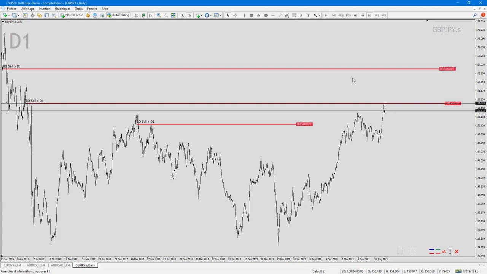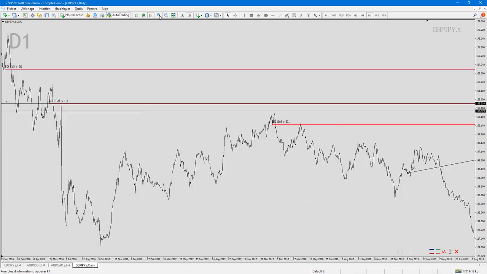And on H1, we got this trend line here. So I'll try to find if there is another key level to support that move. I think I don't have enough data on the H1 to go on.